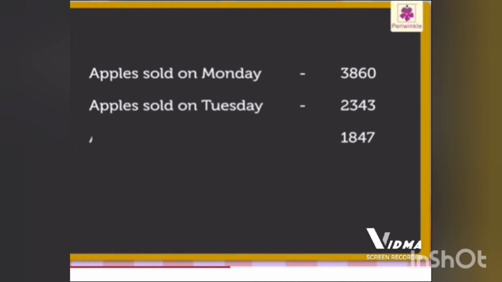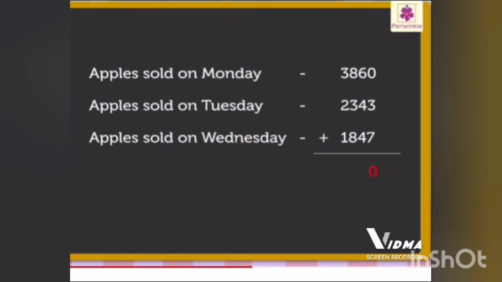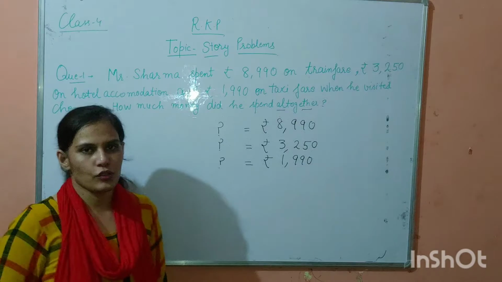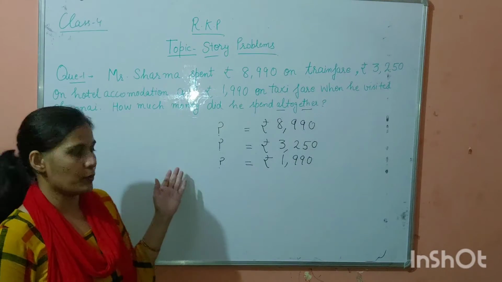1,847 is the number of apples sold on Wednesday. So, we write the statement as apples sold on Wednesday, 1,847. Now, let us add these numbers to get the answer. Thus, the total number of apples sold, 8,000. So students, this is our first story problem.